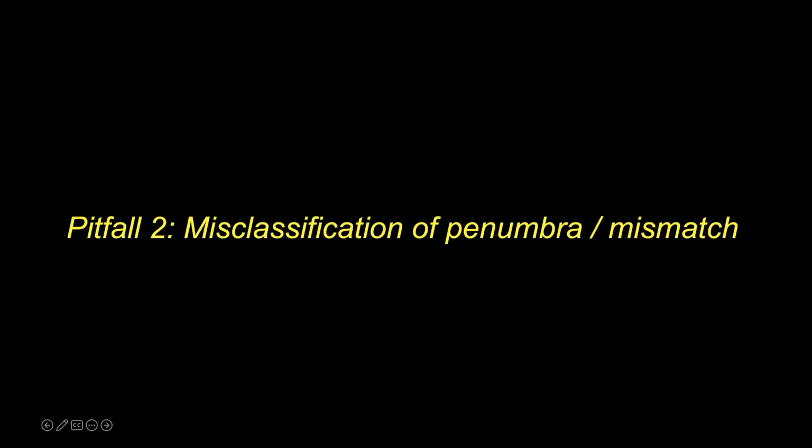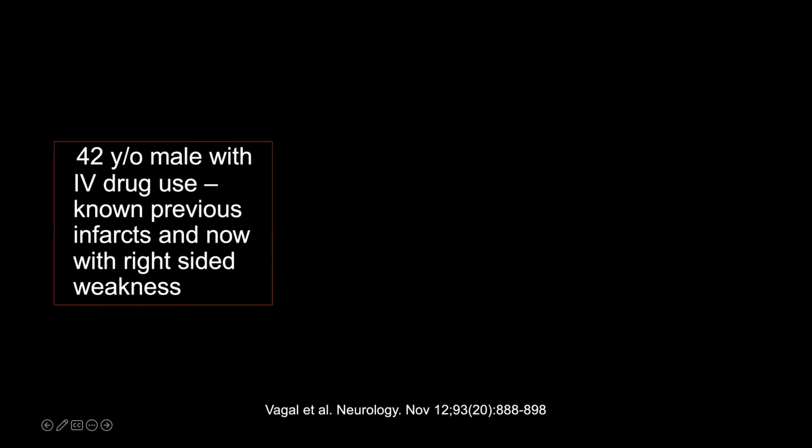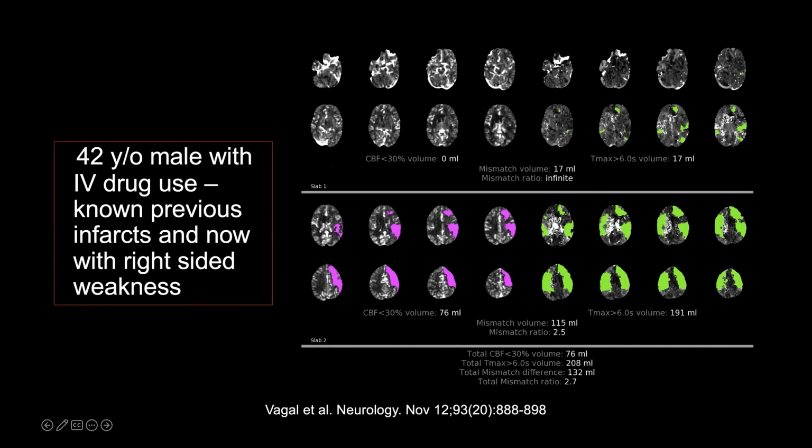Moving on, pitfall number 2, misclassification of penumbra or mismatch. So this is a 42-year-old with IV drug use, known previous infarcts, now comes with right-sided weakness. And we actually have written up this paper, these pearls and pitfalls, and we showcase this case in that because I think it's a really informative case. At that time we used to also do 2 slabs. Sometimes if your scanners are a little older, you have to do 2 slabs to cover an adequate amount of brain, and then you have to calculate the CTP based on both the slabs.